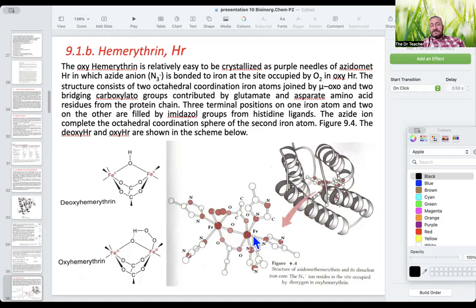So now you can see here 2 iron centers. There is a bridging oxygen. There are carboxylated groups too. And we have other bonds. And each center is how many? 2, 4, 6. So it's octahedral. And this is the center of the hemerythrin.